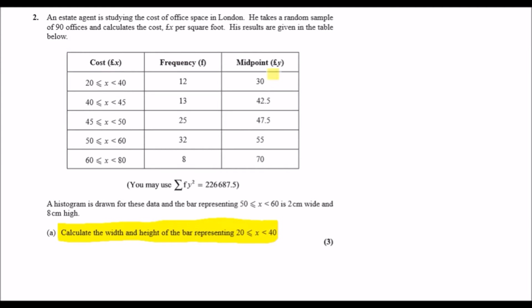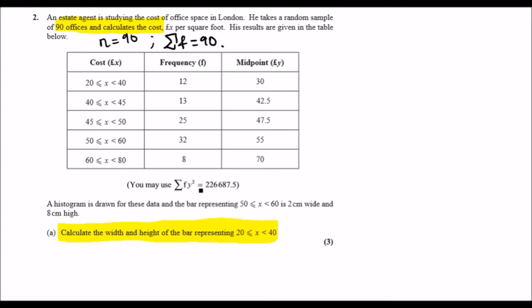So first things first, for every type of question, we should always record the end value of n. So we can say here that we have a total sample size of 90. Or, according to this table, a total frequency of 90. So you could use both here. Okay, so they're both the same.